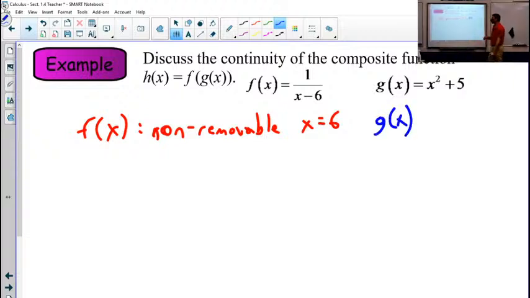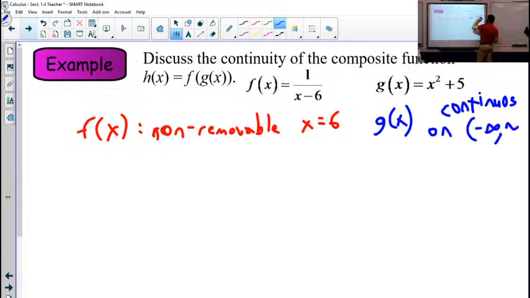g of x, any problems with g? That's a parabola. A parabola is going to be continuous. I can draw a parabola without having to ever pick up the marker. Continuous on the interval negative infinity to positive infinity. So we're continuous everywhere.